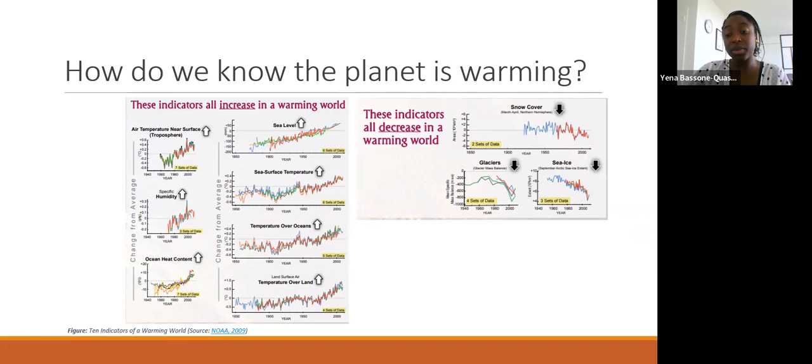And in the most recent IPCC report, it's been confirmed that the global surface temperature has increased about 1.1 degrees since pre-industrial times. And this is definitely due to the increase of greenhouse gases in the atmosphere.